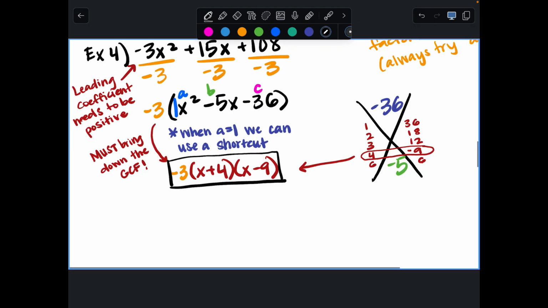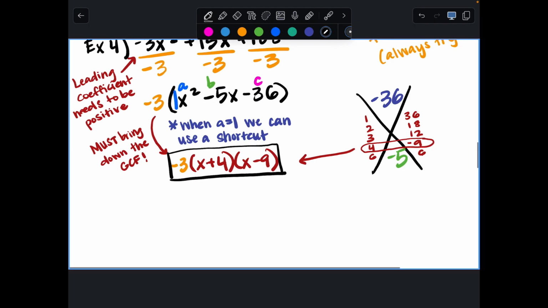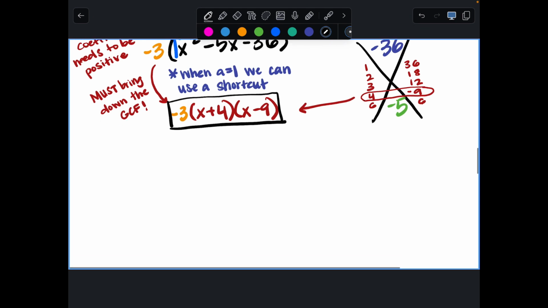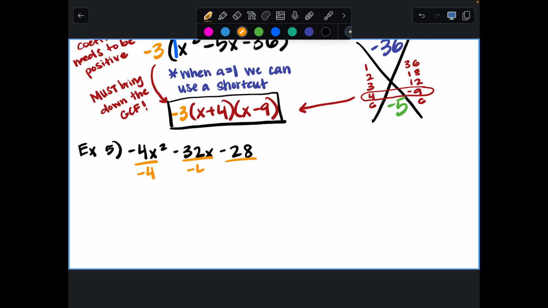So remember, we can only go straight from the x puzzle to the answer if A is equal to 1. One more example. So this one does have a common factor, and I need to make the first term positive, so I can factor out the greatest common factor, which is negative 4.